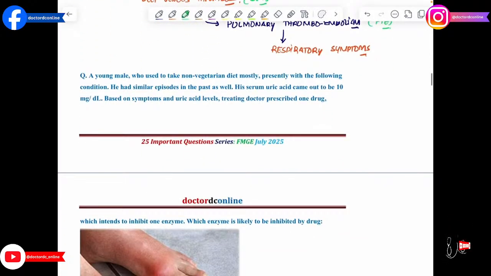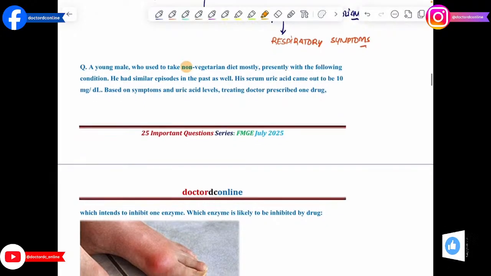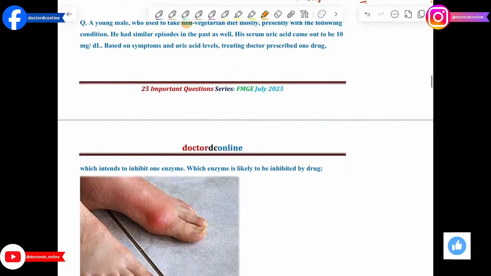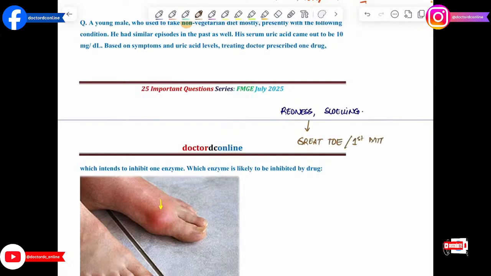A young male who used to take a non-veg diet had the following presentation, and here we can see there is redness, swelling in the first metatarsophalangeal joint or in the great toe. So redness, swelling, or you can say features of inflammation affecting the great toe or the first metatarsophalangeal joint.